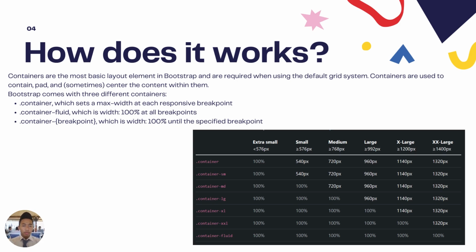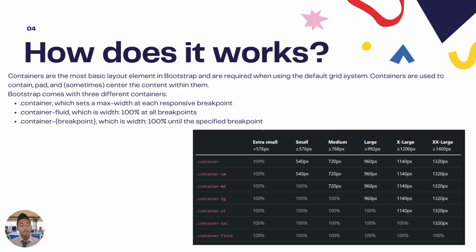And in Bootstrap, we have three different containers. First, the container, which has a max width at each responsive breakpoint, as you can see in the table at the bottom right of the screen. We have several breakpoints of the container: extra small, small, medium, large, extra large, and extra extra large.